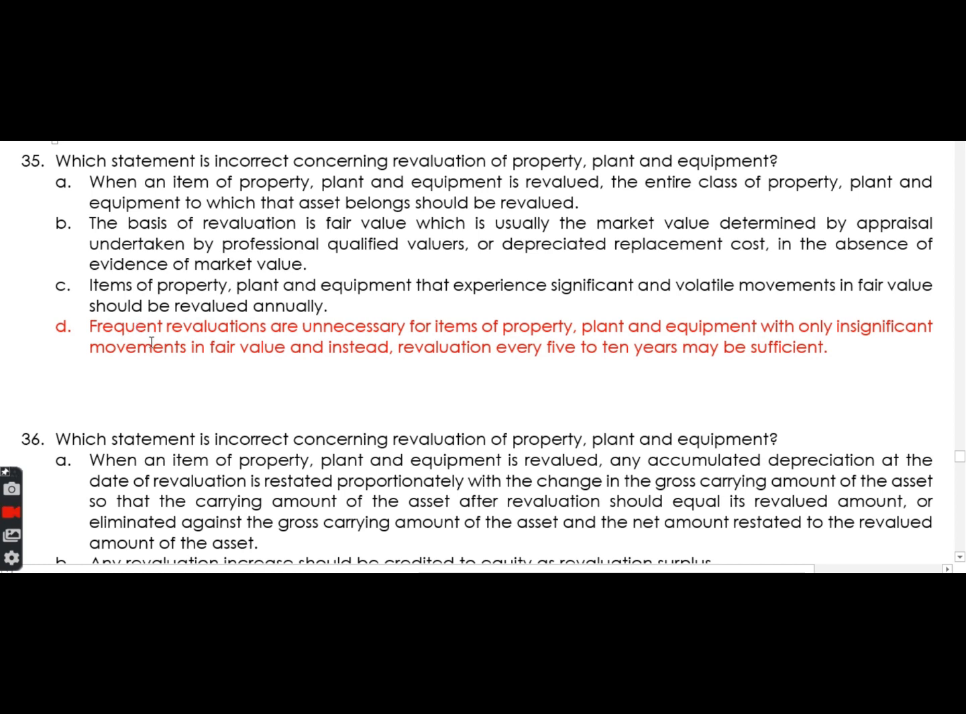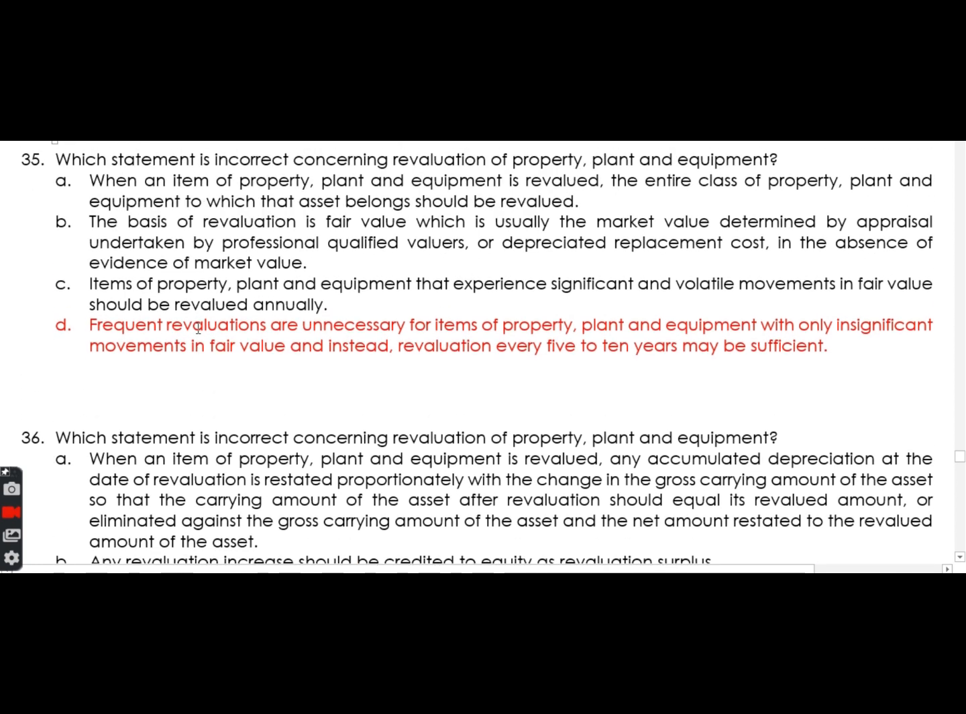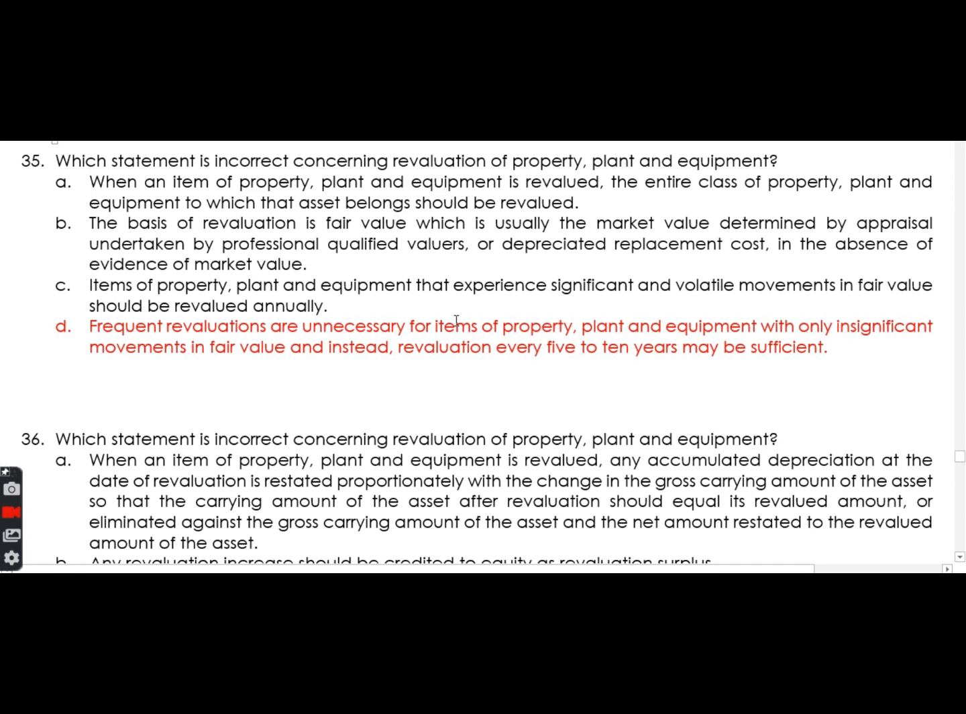Bakit incorrect yung letter D? Sabi, frequent revaluations are unnecessary for items of property, plant, and equipment with only insignificant movements in fair value. Instead, revaluation every 5 to 10 years may be sufficient. Di ba mali to? Ano yung nakalagay? 3 to 5, di ba? So, yun yung nakalagay sa standard. Yun yung nagpamali dito. A, B, and C are basically the provisions of the standard. So, walang kailangan baguhin dyan. Or correct sana to, yung letter D, kung ang nakalagay ay 3 to 5 years. Ito kasi 5 to 10 yung nilagay. So, mali na siya.